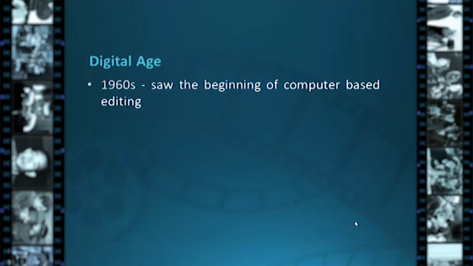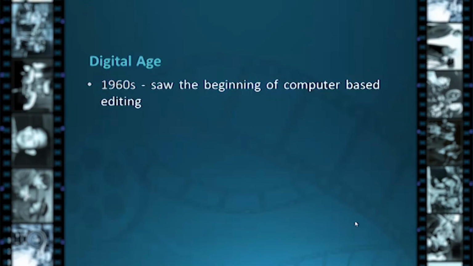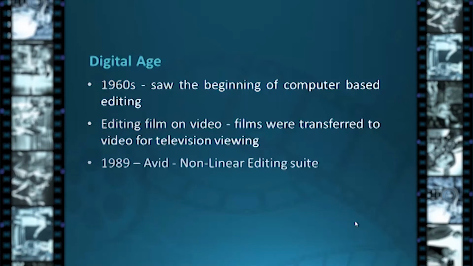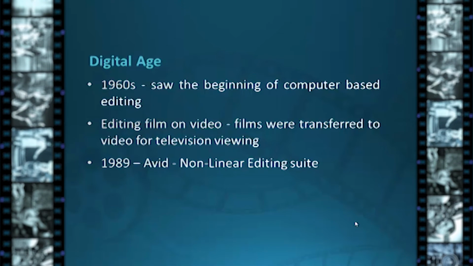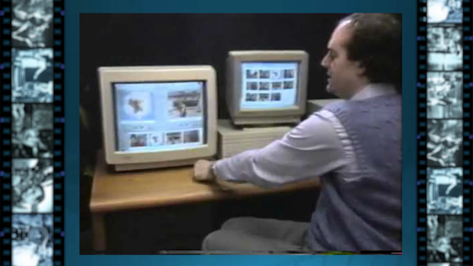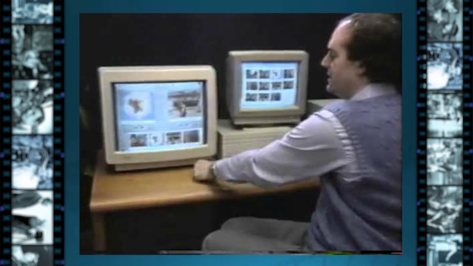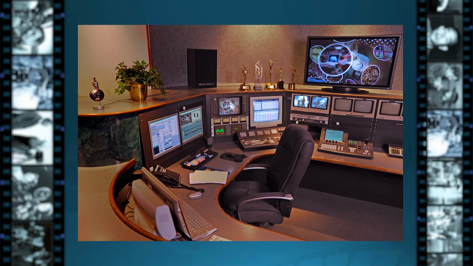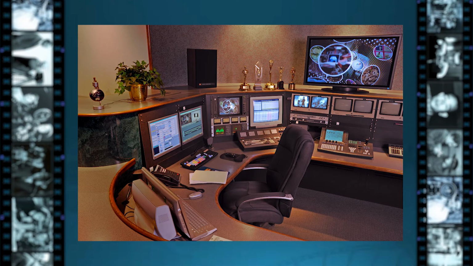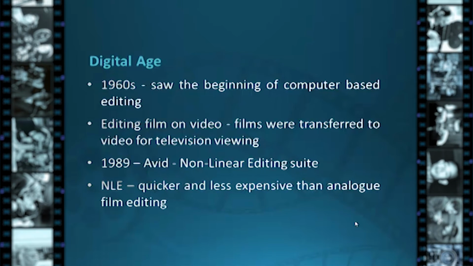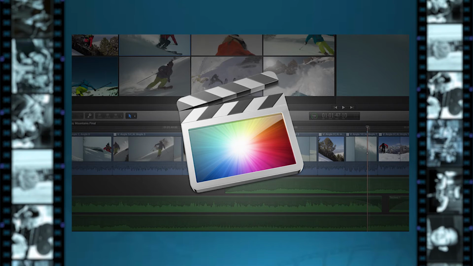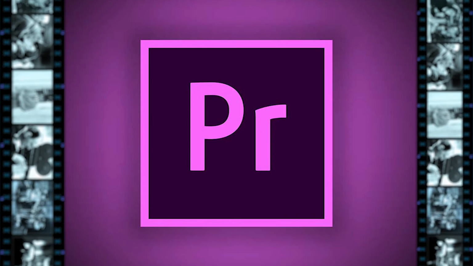Then came, of course, the digital age, the 1960s. It saw the beginning of computer based editing. What computer based editing did was that it gave the editors the freedom to edit the film in a non-linear fashion. Later, Avid came up with its non-linear editing suite. So you could edit the climax of the film first and then move on to the beginning. This freedom for the editor was available through the coming of the digital non-linear editing suites. NLE, as it is known today, we all are familiar with it. It became a quicker and less expensive method than the analog film editing style. So this has been a good history of how editing was introduced.